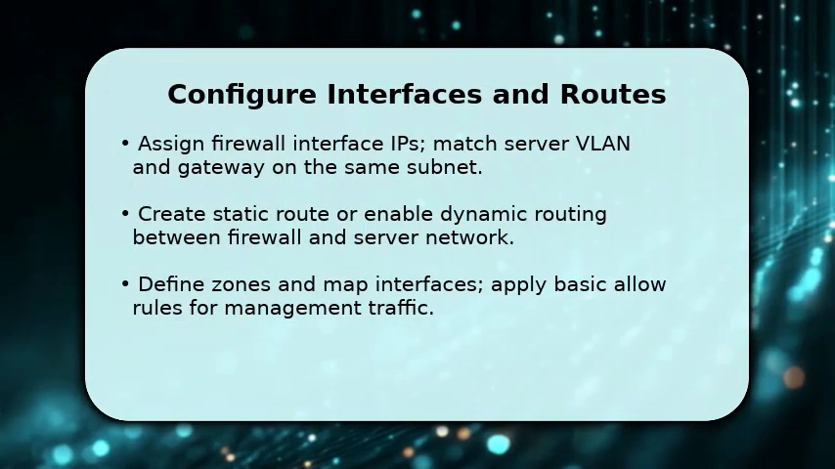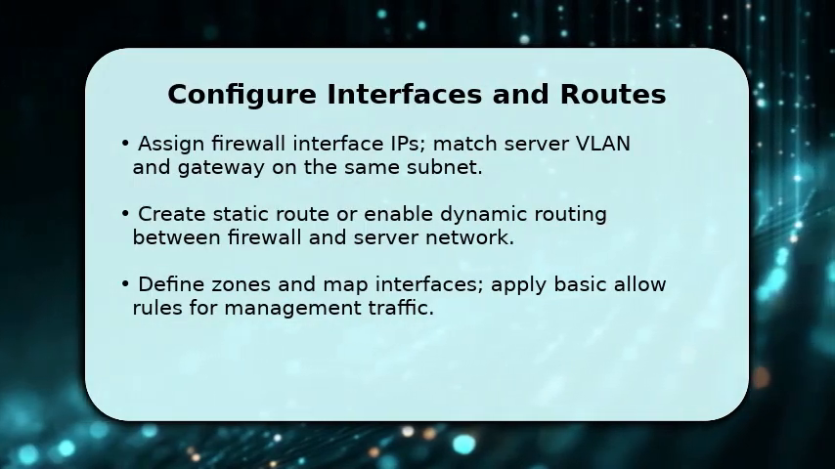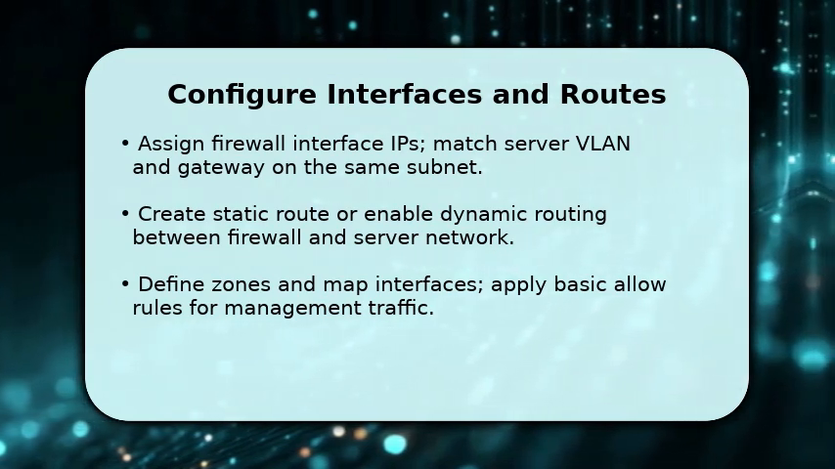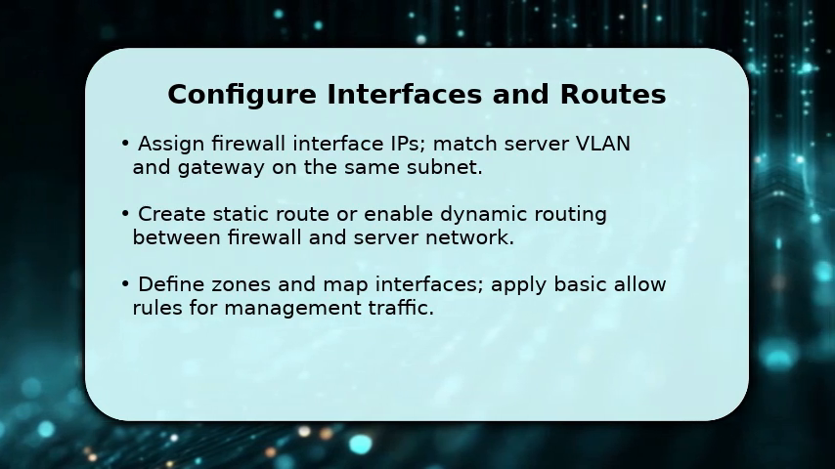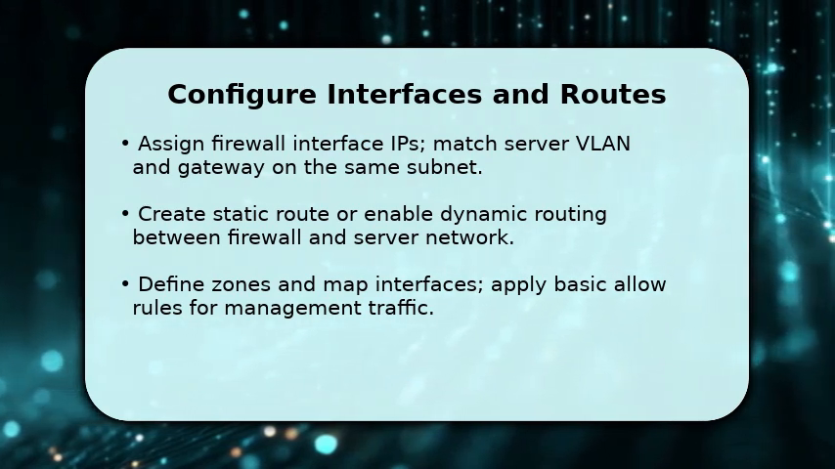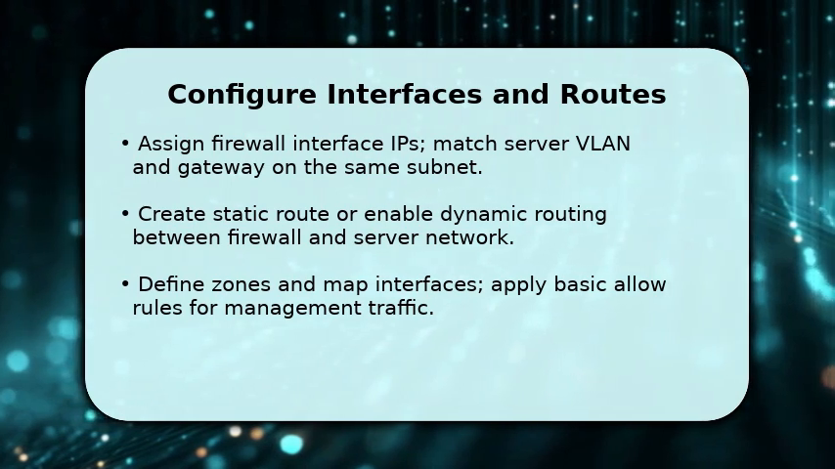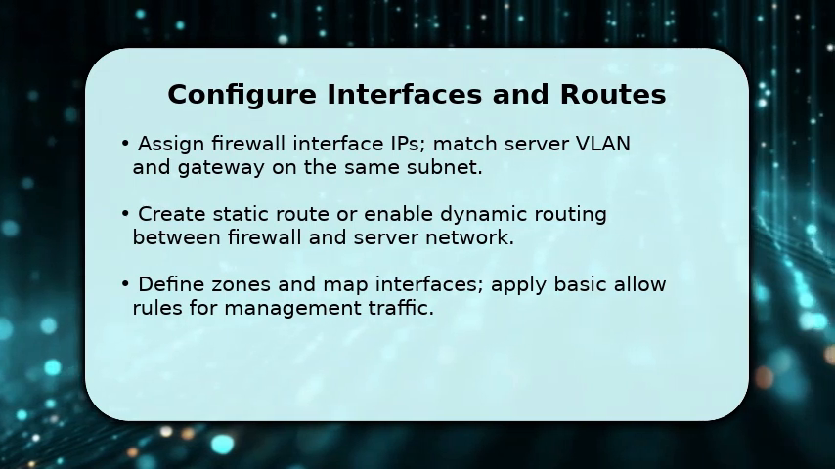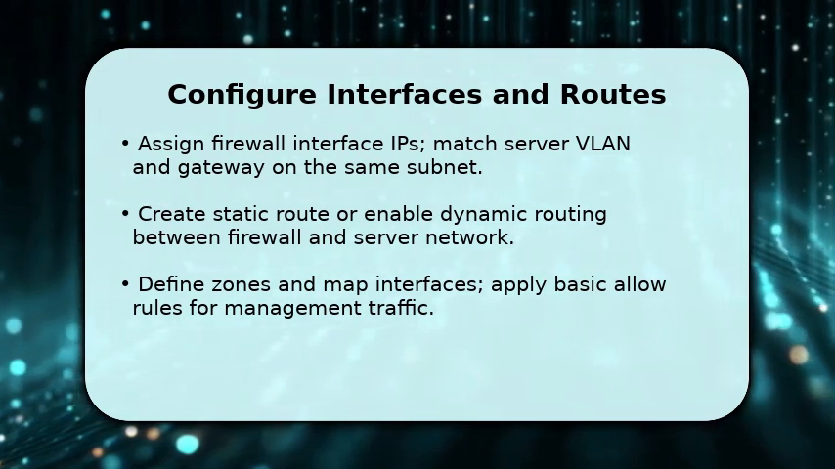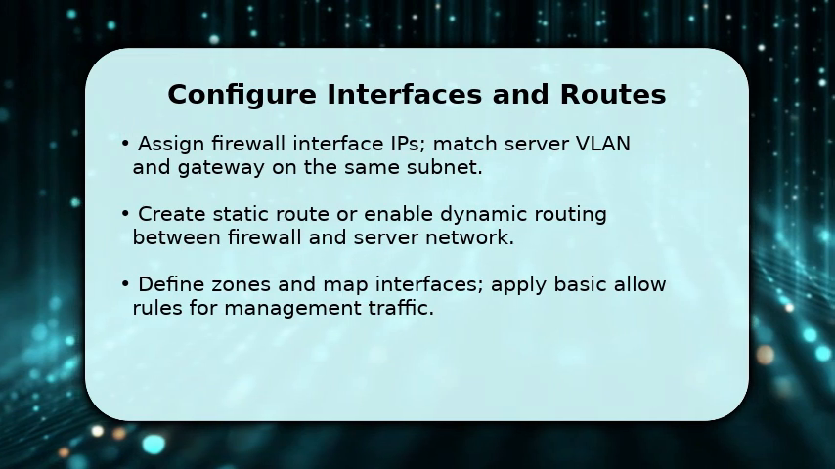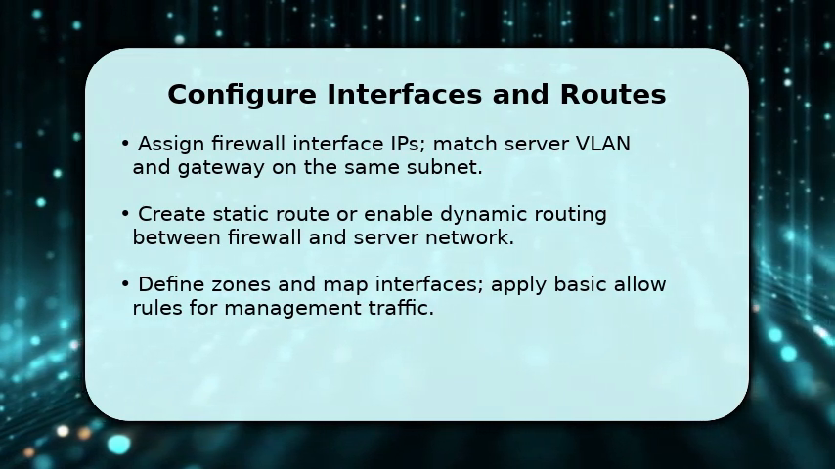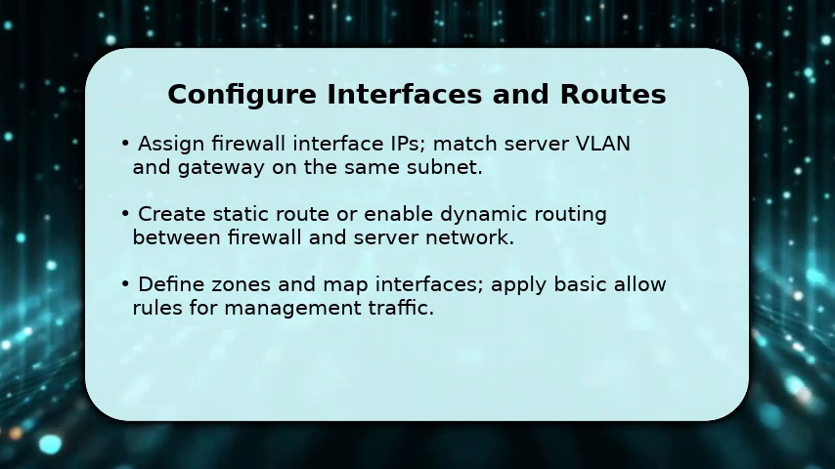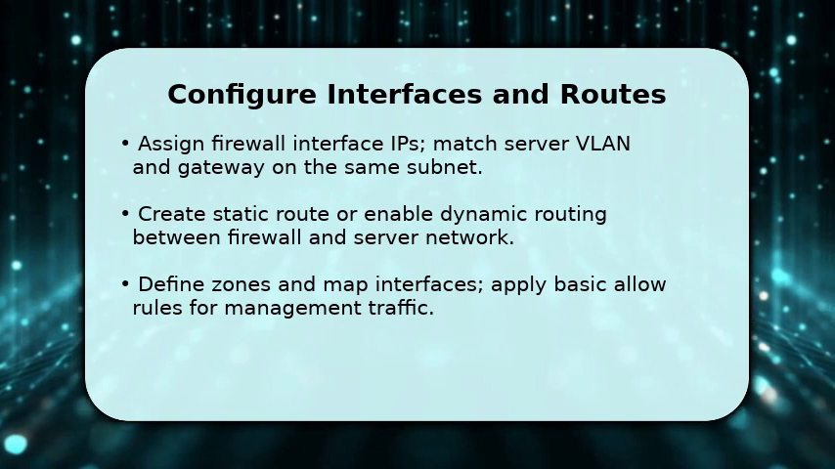Now configure the firewall interfaces. Assign the correct IP and VLAN tag that matches the server subnet so packets reach each other. Then add a static route or enable a routing protocol if you use dynamic routes, ensuring the firewall knows how to reach server networks. Once routes exist, create security zones and bind interfaces to those zones to control traffic flow. After that, apply minimal allow rules for SSH/HTTP/RDP management so you can test connectivity while keeping other ports closed for safety.